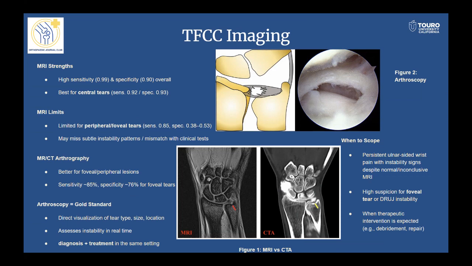And then the question always becomes, when are we going to scope? When should we go for the arthroscopy? So if a patient has ongoing ulnar-sided wrist pain, positive instability signs on exam, or a high suspicion despite a clean MRI, that's when you scope. And the scope is going to give you that definitive diagnosis and again, the chance to just fix it right then and there.